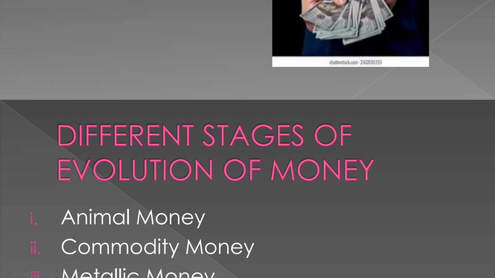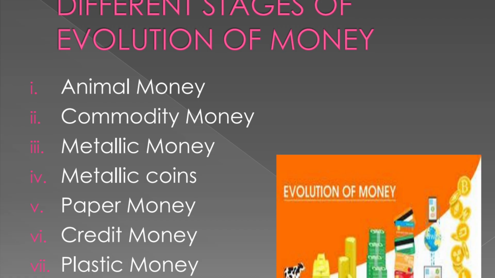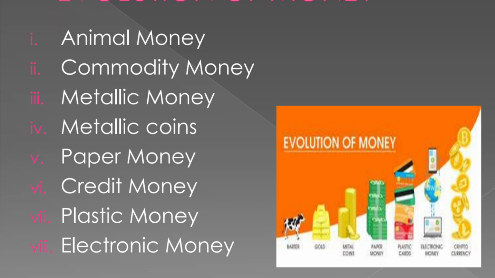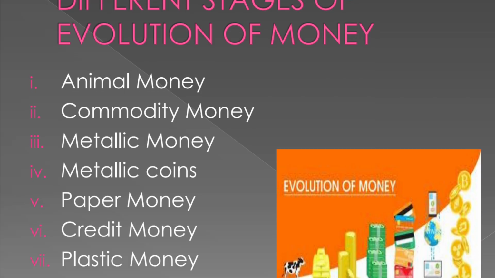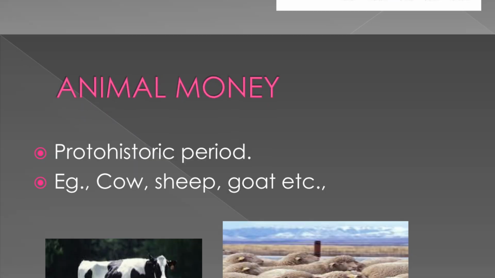Now we will see the different stages of evolution of money. First, animal money. Second, commodity money. Third, metallic money. Fourth, metallic coins. Fifth, paper money. Sixth, credit money. Seventh, plastic money. Eighth, electronic money. These are the different stages of evolution of money. So now we will see one by one.